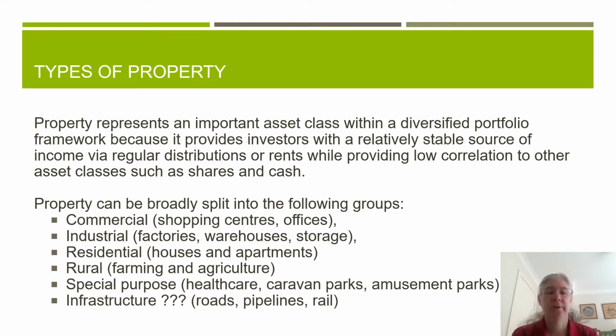So what types of property do you have? Well, we're just talking about some of them. Commercial, for example, offices, shopping centres, industrial, factories or warehouses or storage. Residential, that's the one we're particularly familiar with, buying a house or an apartment. But we could also invest in property that's rural, which is a farm or agricultural. Then there are special purpose property, such as buying ones for healthcare. There are precincts now for medical, different types of doctors all coming close together. Caravan parks, that's something more unusual, or amusement parks.